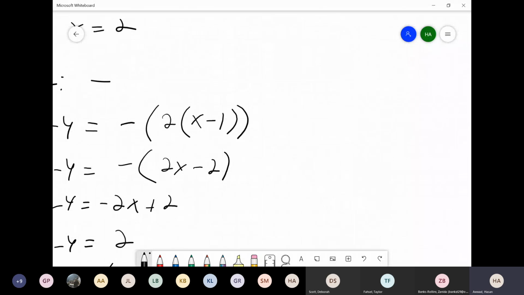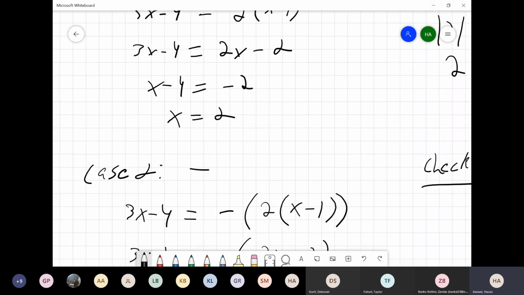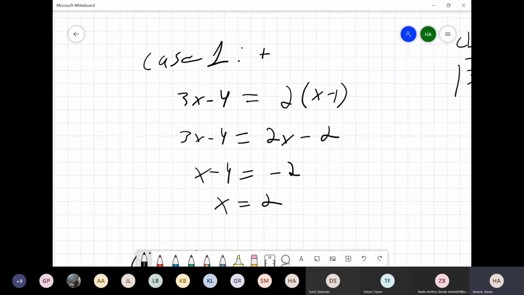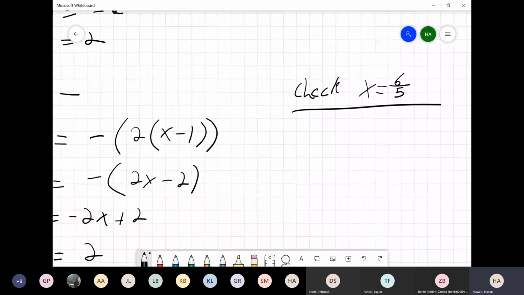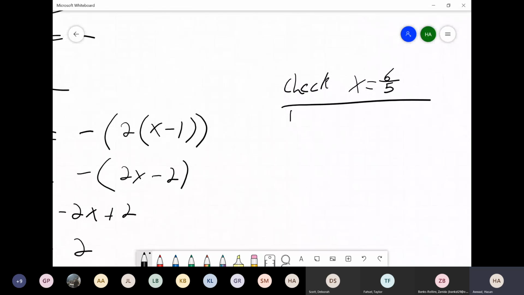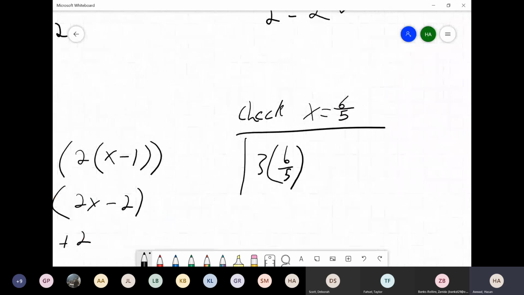Okay, so once again, we can do another check here just to make sure that 6/5 really is correct, right? And what was our original equation? 3x minus 4 inside the absolute value, and then 2 times x minus 1. So we have 3 times 6/5. I already forgot, minus 4.